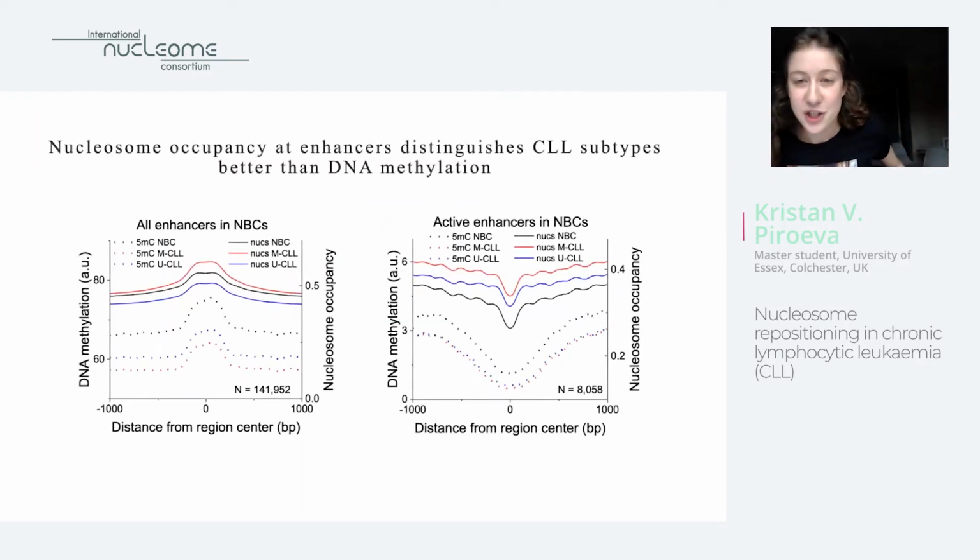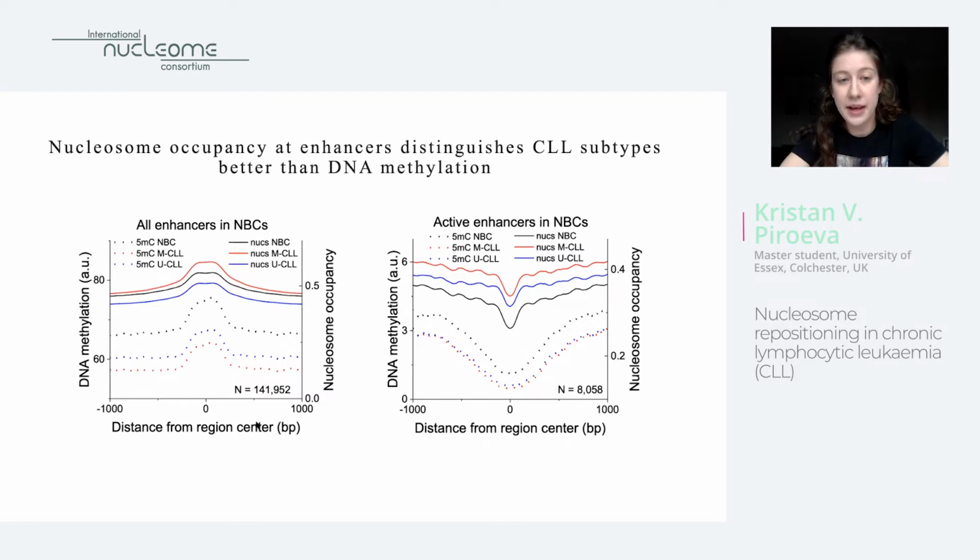First, we can see major changes in CLL at enhancer regions. All enhancer regions identified in non-malignant B cells, shown here on the left, are characterized with both DNA methylation and nucleosome occupancy increased at the center of the region, corresponding with the fact that these enhancer regions are mostly inactive. While here on the right, we can see the DNA methylation and nucleosome occupancy depletion at the center of active enhancers, correlating with the fact that these enhancers have an active status.